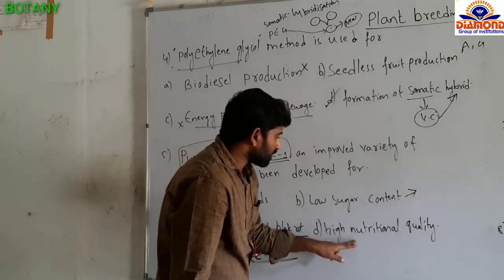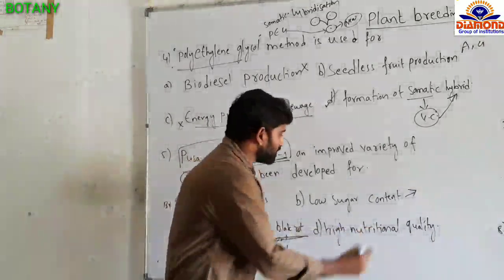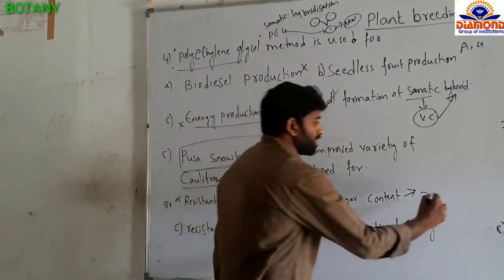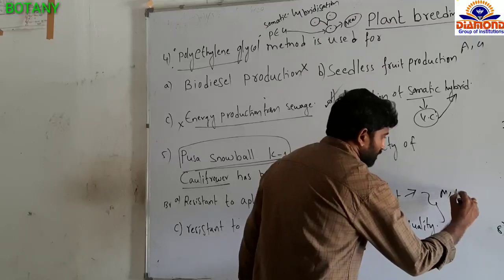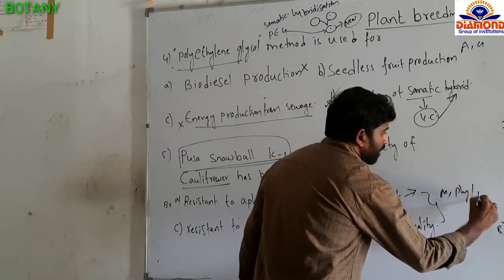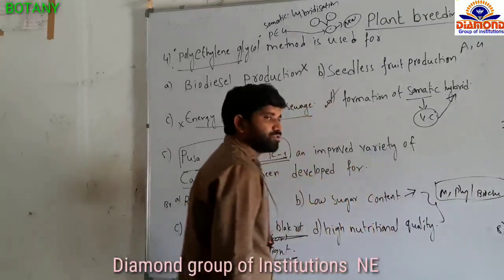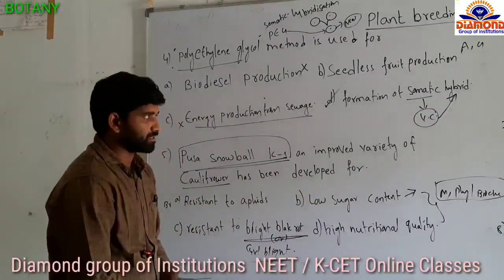And option D, high nutrient quality. So low sugar quantity and high nutrient quantity are morphological, physiological and biochemical characters or changes seen in plants to produce disease-resistant varieties.